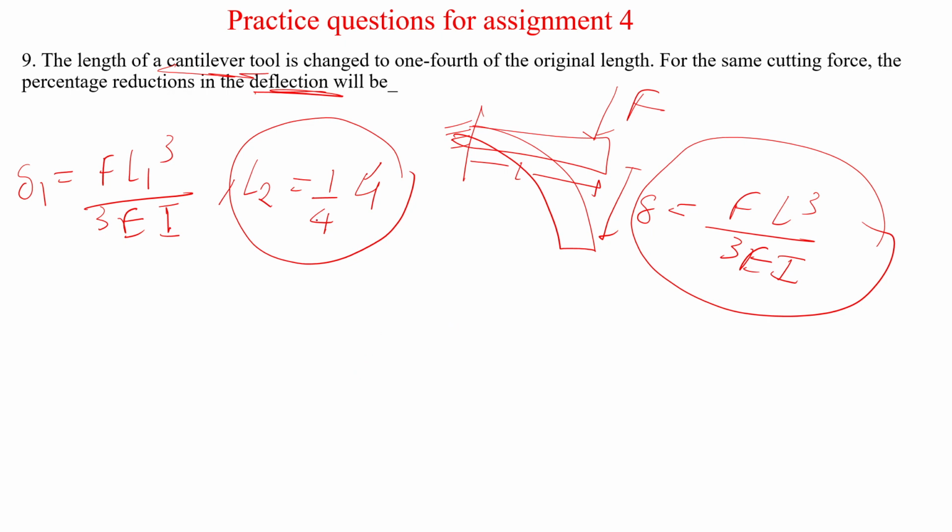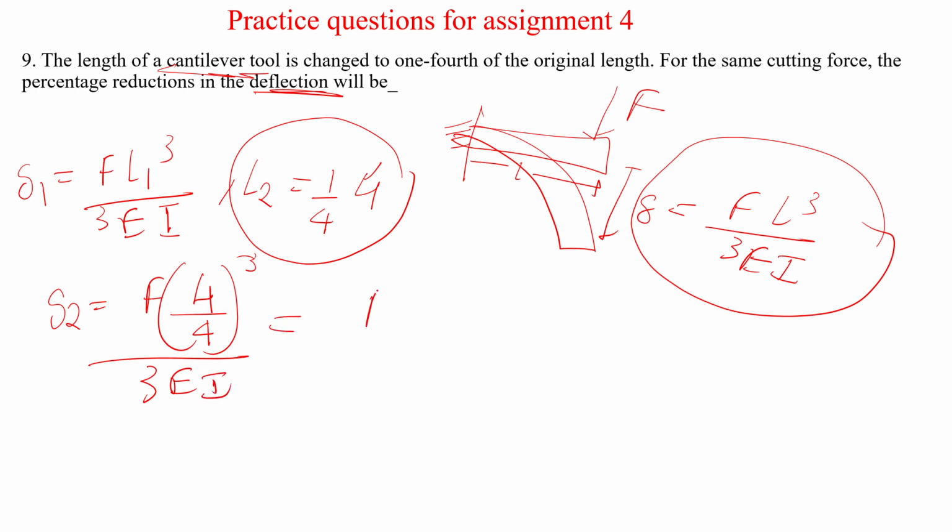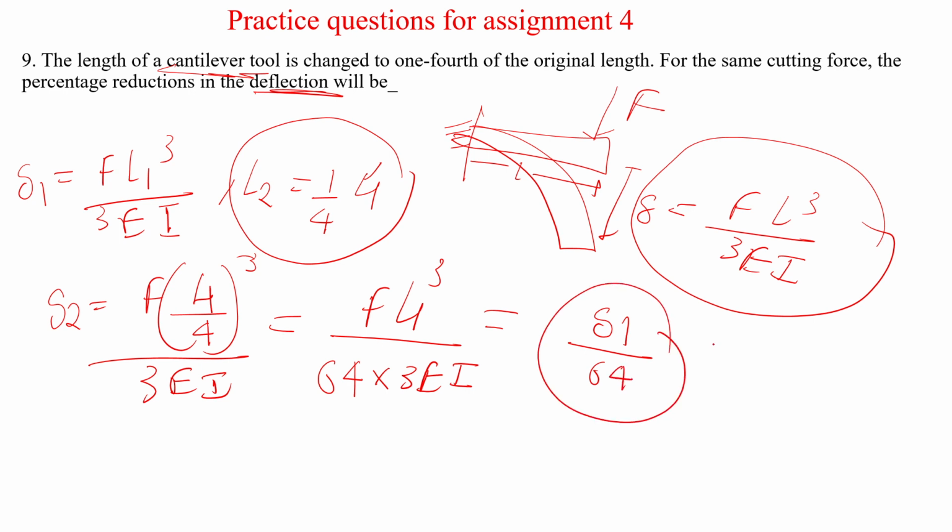So now if L2 is 1/4 of L1, then how will delta 2 become? F into L2, L2 is 1/4, na? So L1 by 4 the whole cube upon 3EI. It will become F L1 cube upon 4 cube, which is 64 into 3EI. So delta 2 is delta 1 by 64.